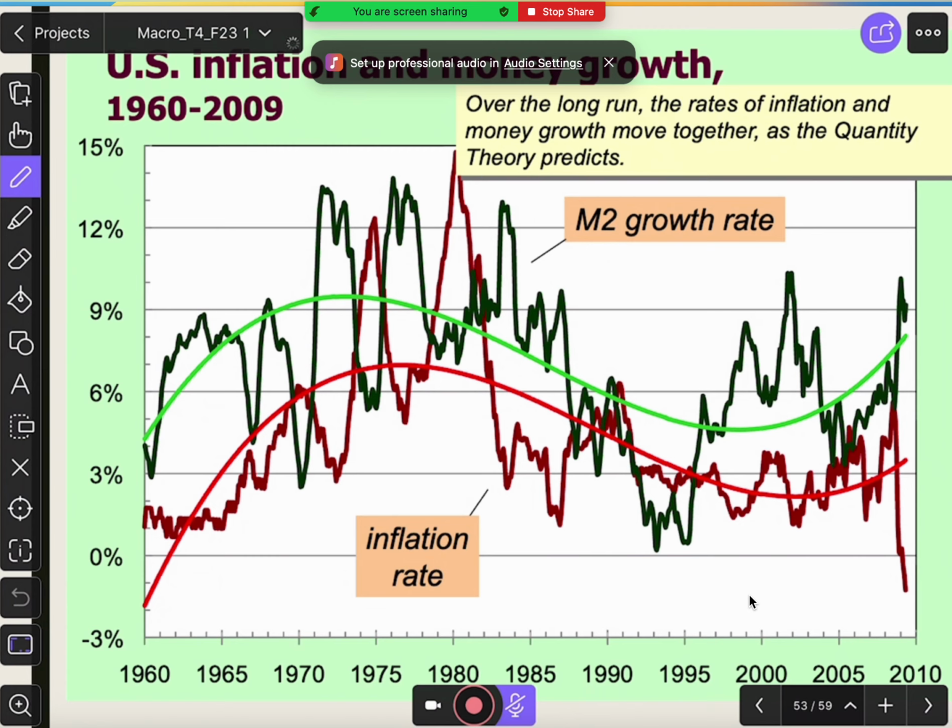Also, looking at the time series analysis of the inflation rate versus the M2 growth rate over time, as you can see, we have spikes up and down, but what matters is the long-term trend, the long-term relationship. You can see that they are kind of moving together, right? So this is another way to confirm that what the quantity theory of money predicts matches the data.